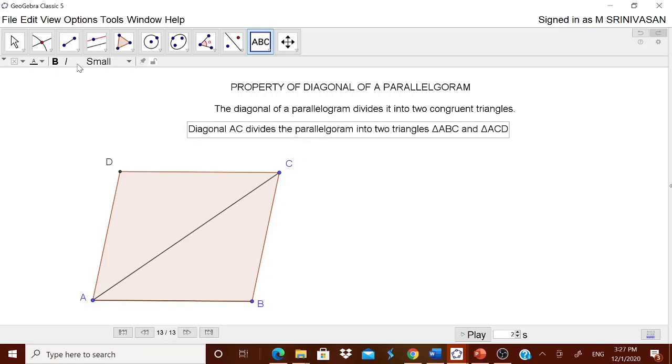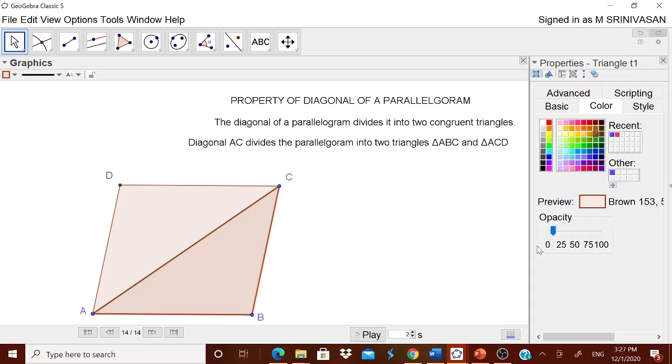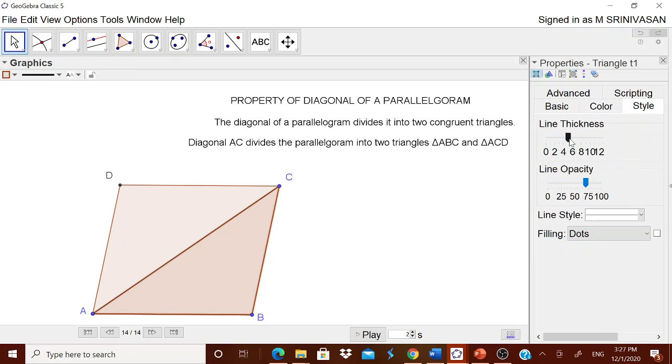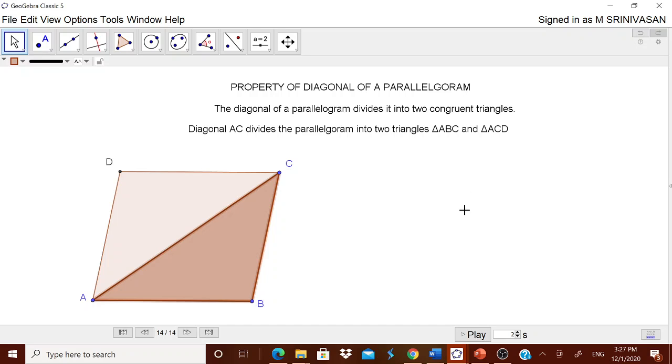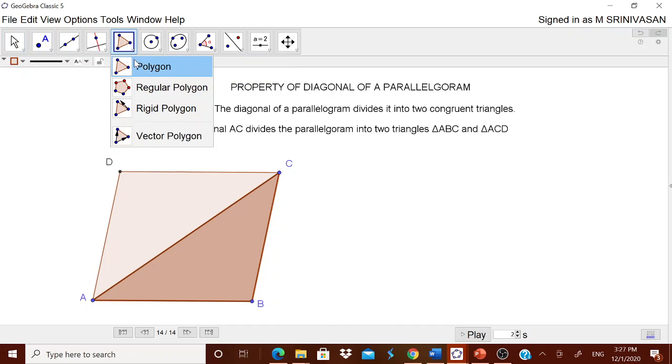For that, let us draw those triangles by making use of the polygon tool once again. Touch A, touch B, touch C and then touch A. So you got one triangle now. You can select this triangle. You see the triangle is selected. Go to the object properties. You can set the style, a little bit of thickness, and a little bit of color and opacity also, so that one triangle will be shown clearly. Automatically the area will be taken by GeoGebra as T1.